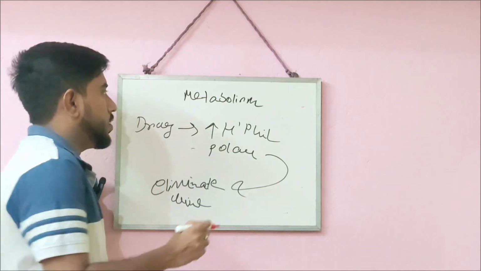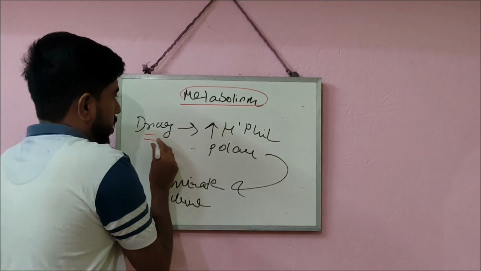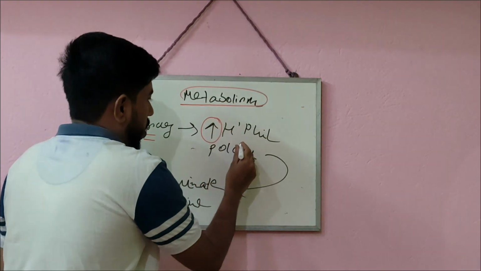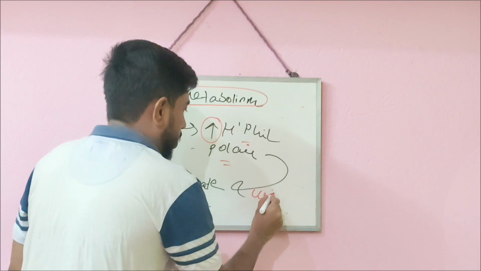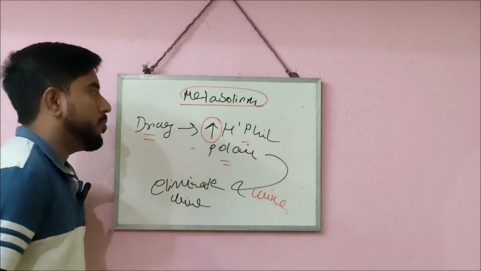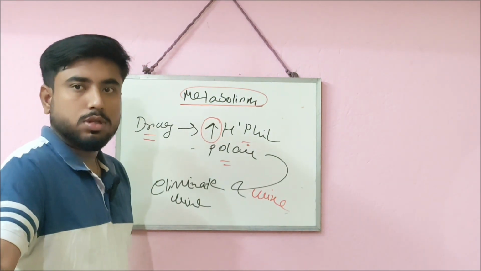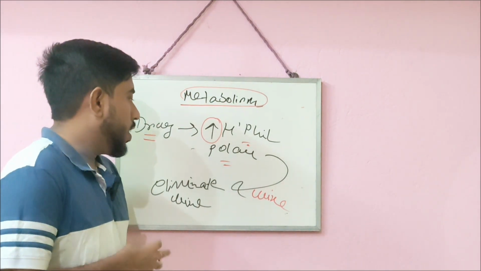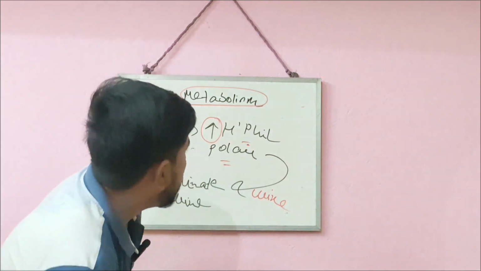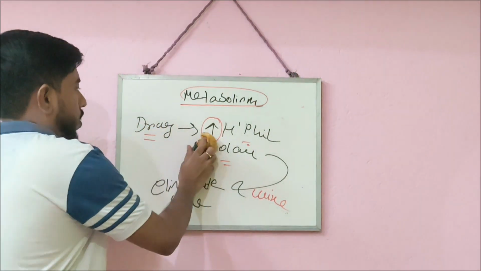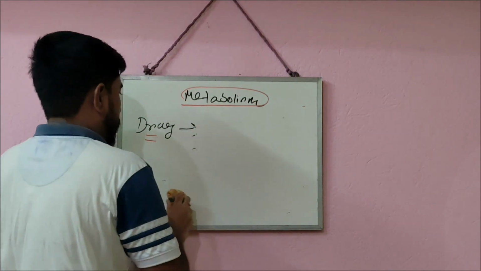I have already told that the main motive of metabolism is to convert a drug into a highly hydrophilic or polar metabolite so that it can easily be eliminated through urine. That is the main motive of metabolism: to change drugs into polar and hydrophilic drugs so that they can be eliminated through urine. For that process only, metabolism takes place. Here three types of process can take place.